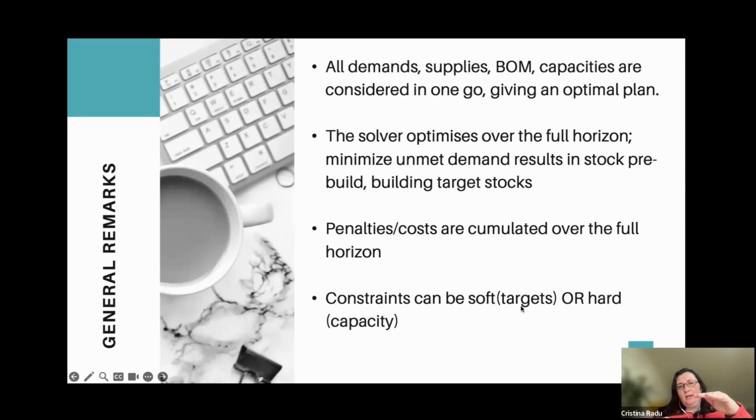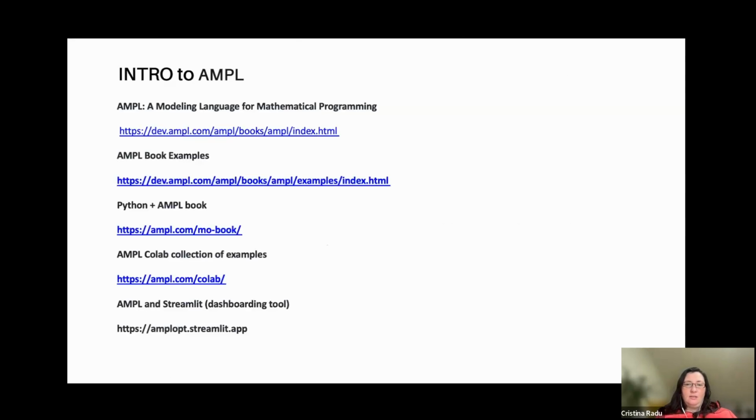So this is the difference, and it's the same with the targets. Say, well, this is the target. If you go above, you pay a penalty. If you go below, you also pay a penalty. So yeah, those are two types of constraints. I think this is what I wanted to tell you today.